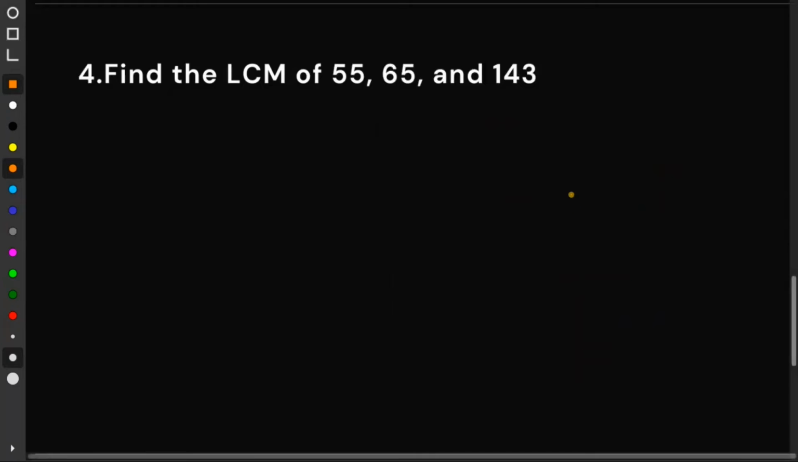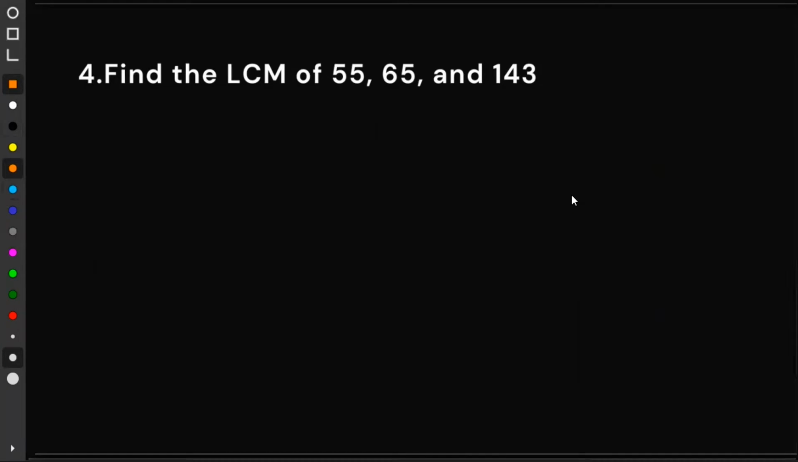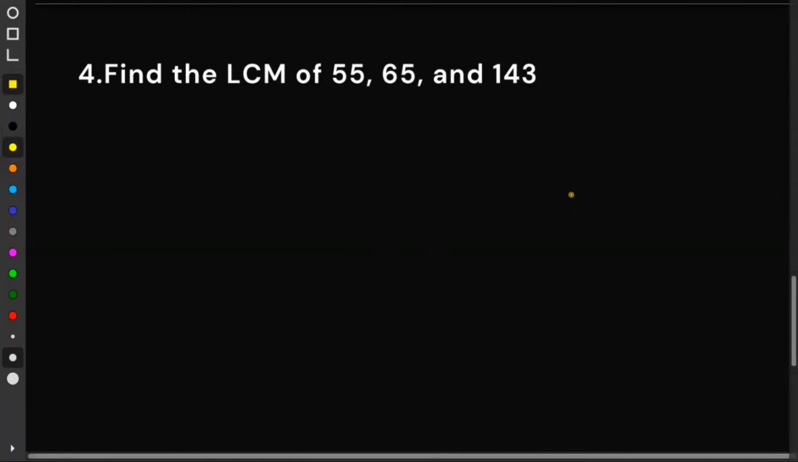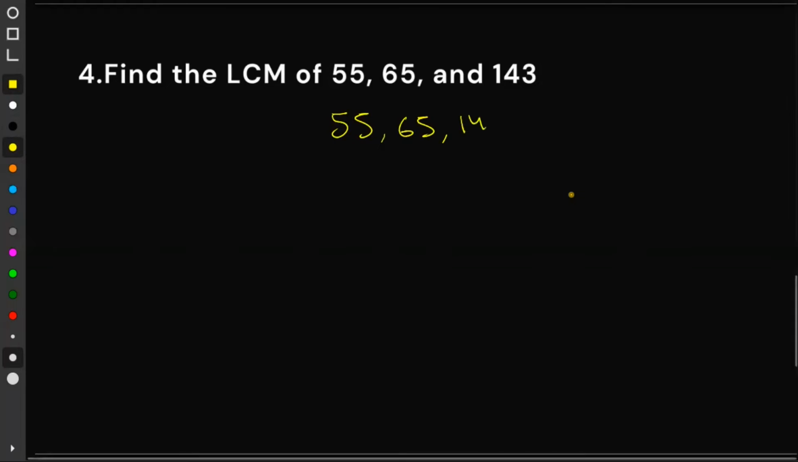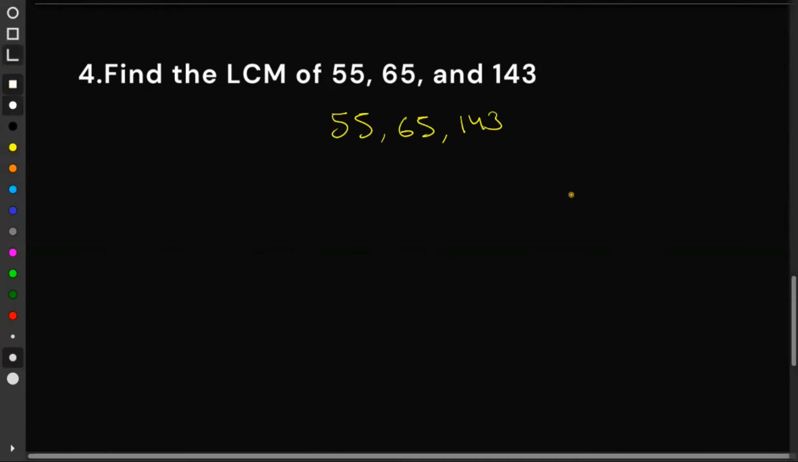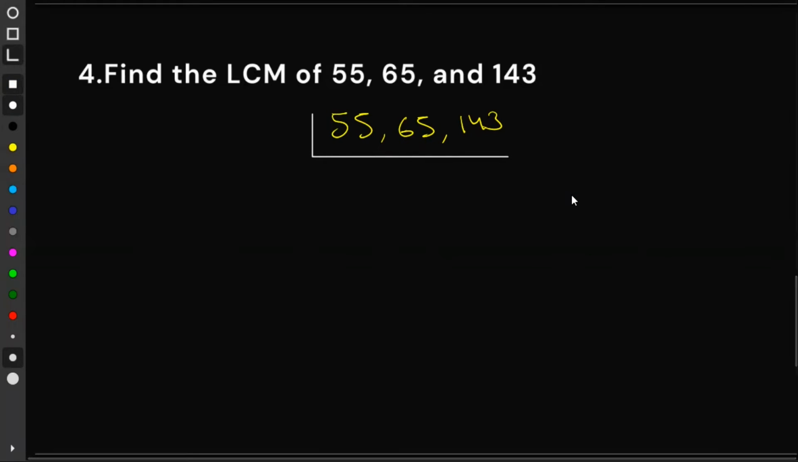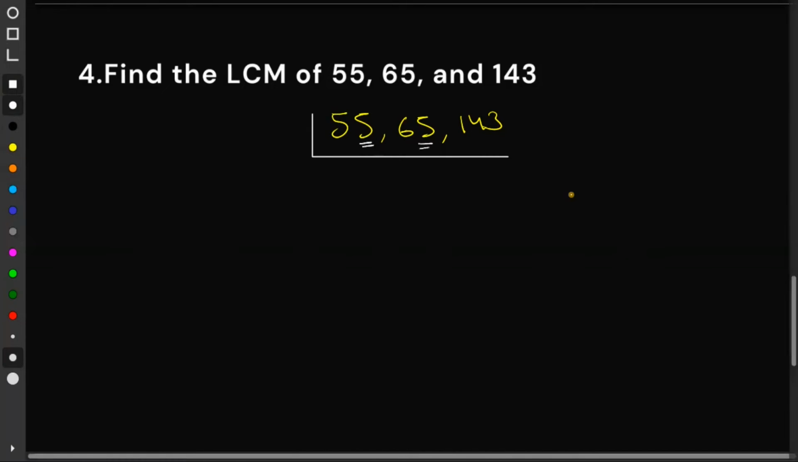Let's go on to our fourth example. We have: find the LCM of 55, 65, and 143. For this example, let's try the continuous division method. So we've got 55, 65, and 143. First, clearly, we know that 5 is a factor of 55 and 65. So we factor that out.